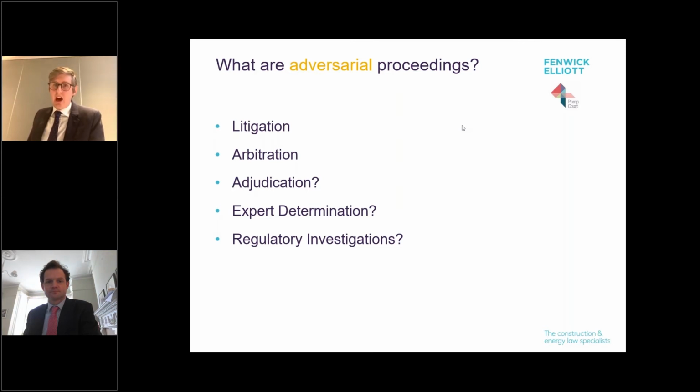Where there are real question marks and really fewer hard and fast rules, the last two categories on the slide: expert determination and investigations, and regulatory investigations in particular. So expert determination has been looked at by the court. It's very common to have expert determination as the format for dispute resolution under a contract.